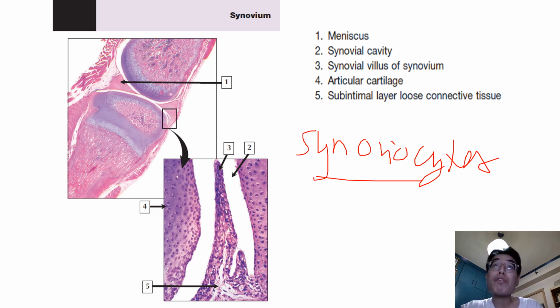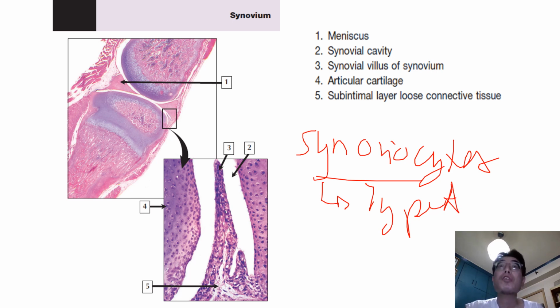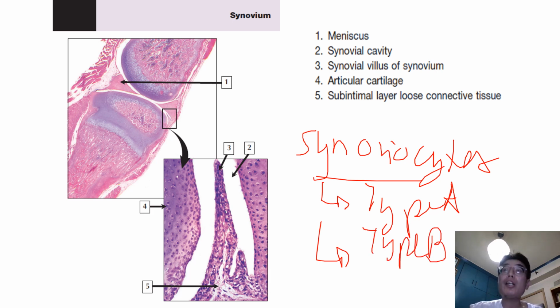There are two types of synoviocytes. We have the type A, which comprise 20 to 30% of the synoviocytes. These are actually modified phagocytes derived from monocytes, and we have the type B synoviocytes, which are modified fibroblasts. So type A are modified monocytes, and type B synoviocytes are modified fibroblasts. And because they are derived from fibroblasts, they synthesize matrix components such as glycosaminoglycans and glycoproteins.